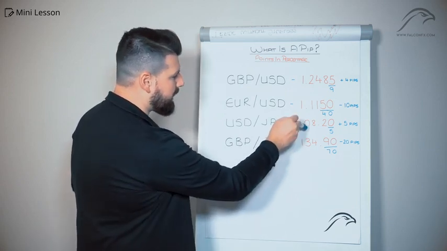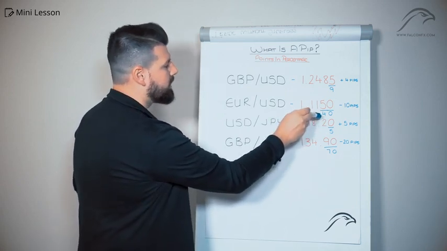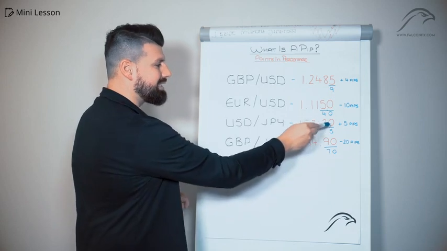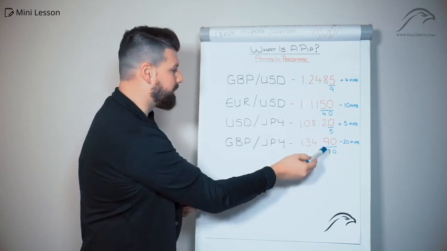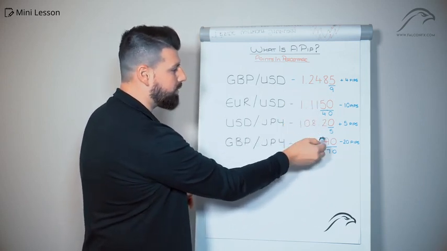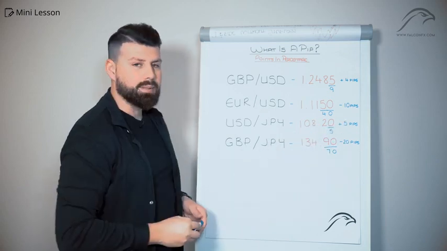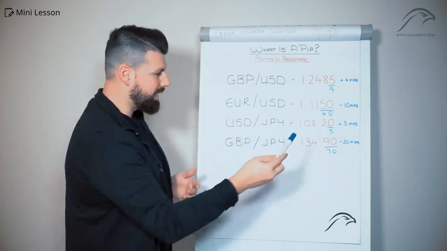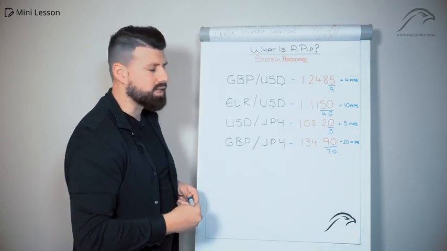We have dollar yen at 108.20. Same principles as we're following. If we move from 20 to 25, we've now increased by 5 pips. So if you're going long, again, that's moving in your favor, vice versa.